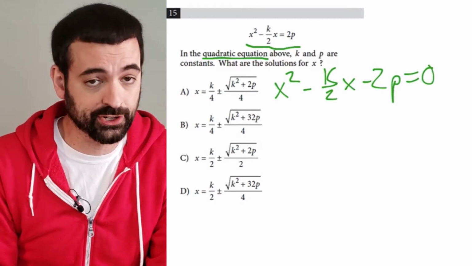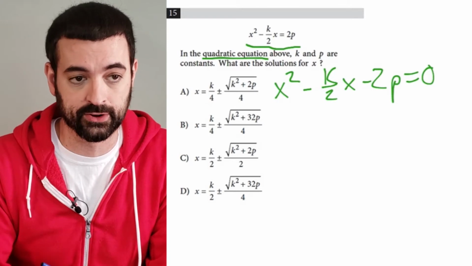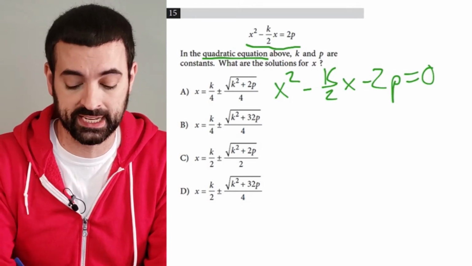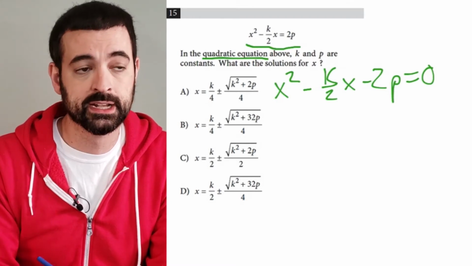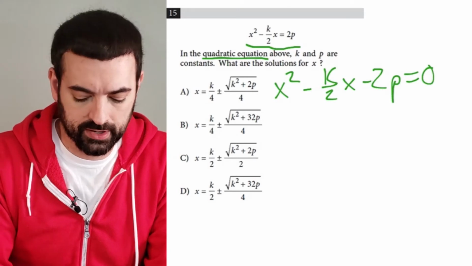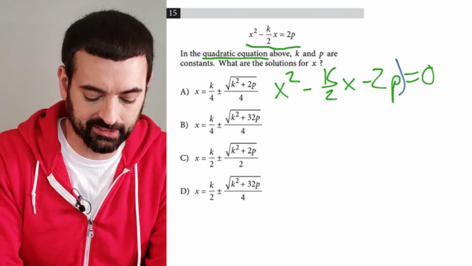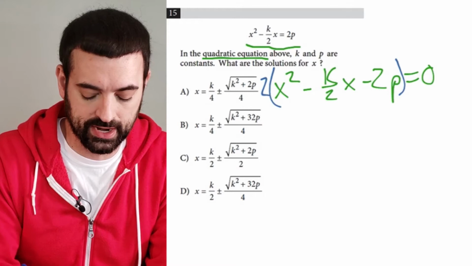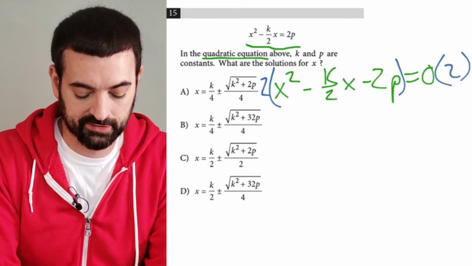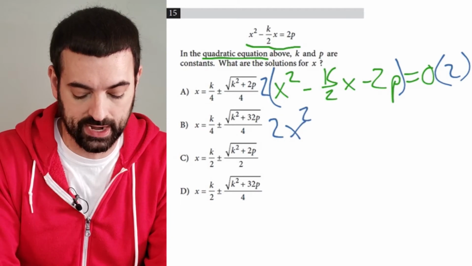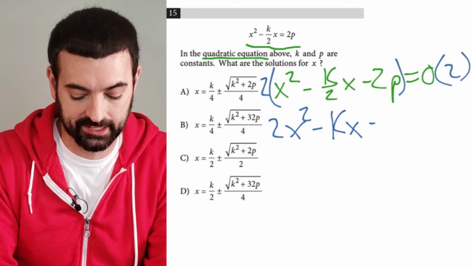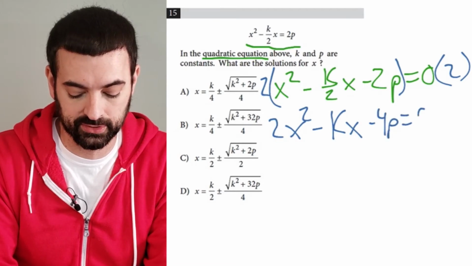Whenever I've got a fraction in a quadratic, I'm going to do whatever I need to get out of fraction land. So just as we divided all the coefficients in the first two examples, we're going to multiply in this case because it's going to make using the quadratic formula more manageable. I'm multiplying both sides by 2. So now I have 2x squared minus kx minus 4p, and it still equals 0.